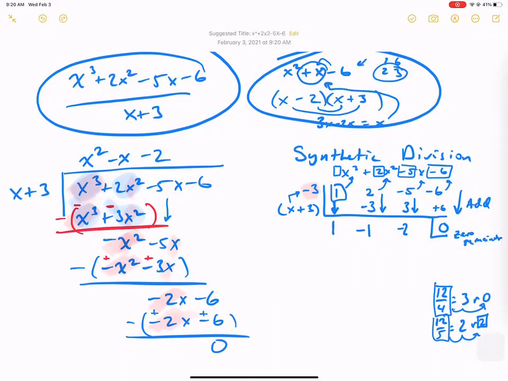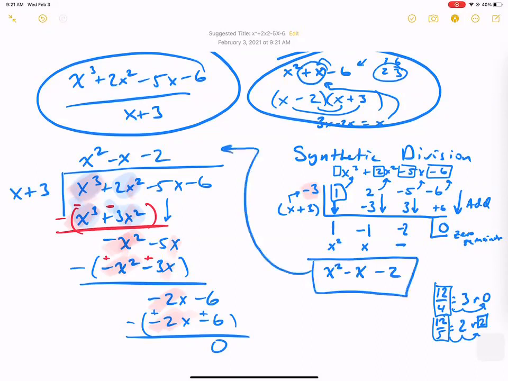Just like our polynomial, x cubed, x squared, x, and a constant. So each of these spaces on top is actually a placeholder. Now, if I divide x cubed by x, what do we have left? We have x squared. And this is how we interpret it. This is an x squared, this is an x, and this is a constant. So to rewrite this, we have 1x squared, a negative 1x, and a minus 2. Please take a look at my answer. It is the same as my long division.